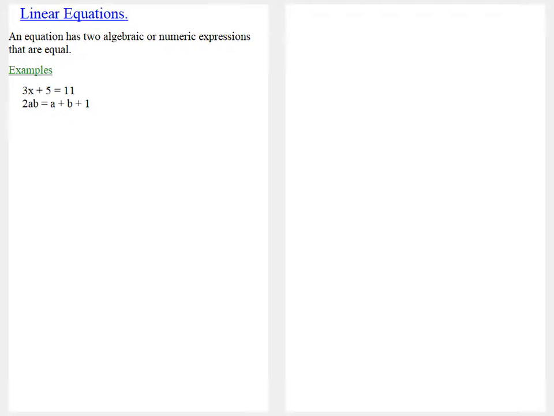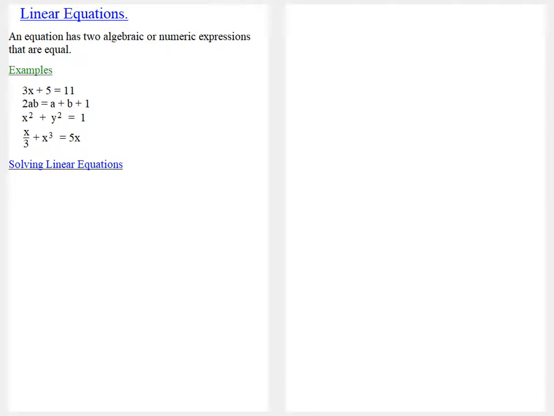Additional mathematics, linear equations with a single variable. An equation is made up of two algebraic or numeric expressions that are set equal to each other. For example, we could have 3x plus 5 equals 11, or 2ab equals a plus b plus 1, or x squared plus y squared equals 1, or x over 3 plus x cubed equals 5x.